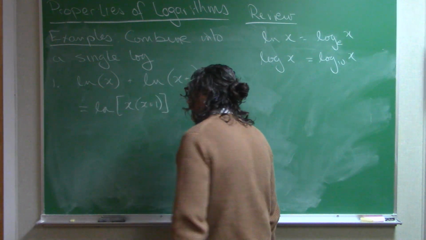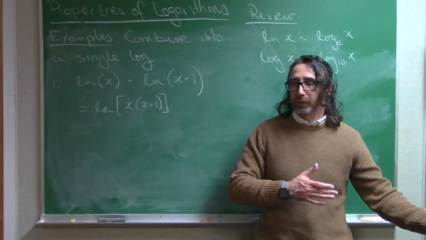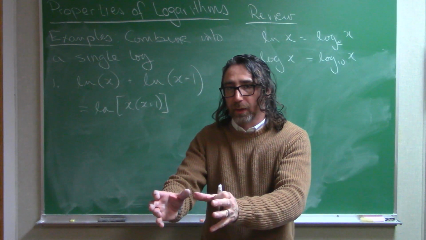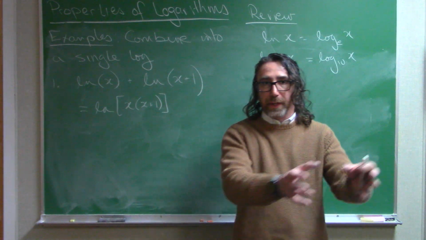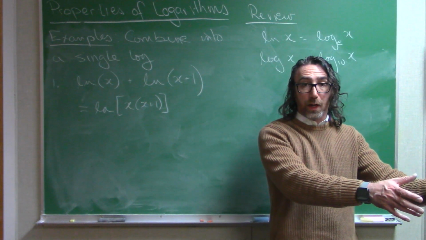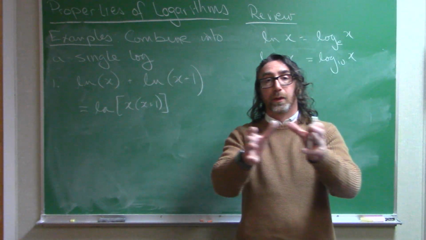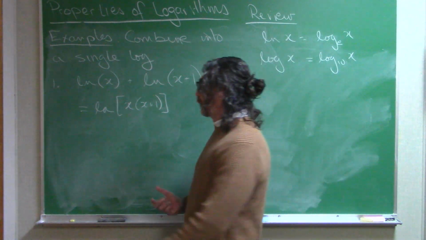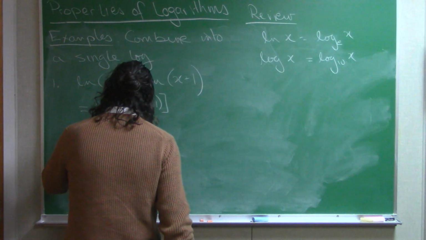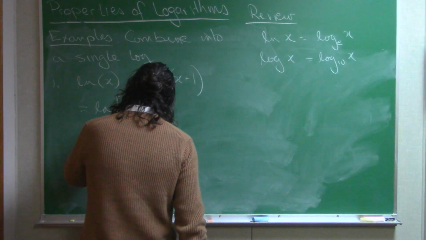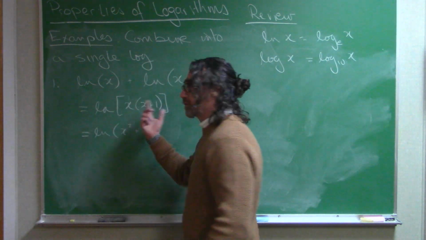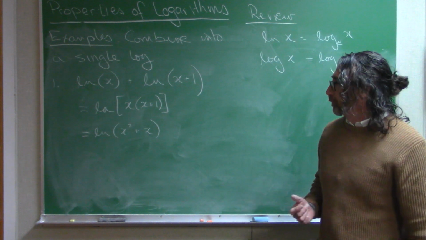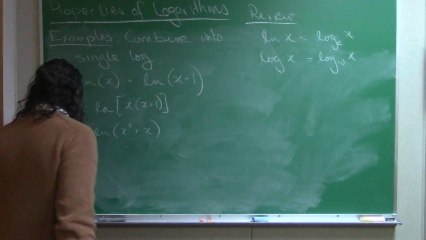Okay, now the key thing is that those rules work both ways. If you have a log of a product, you can break it up into a sum of logs. If you have a sum of logs, you could combine it into a log of a product. Equivalently, you could say this, ln of x squared plus x. I just distributed there. Okay? Let's do one more example of combining.